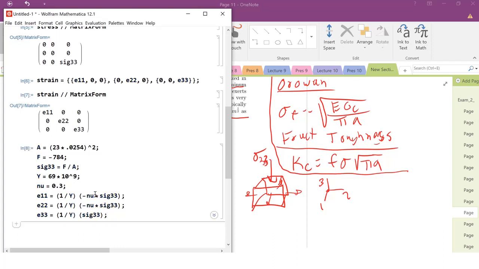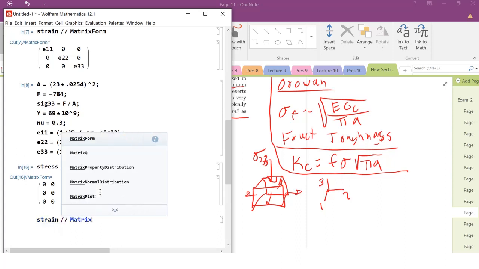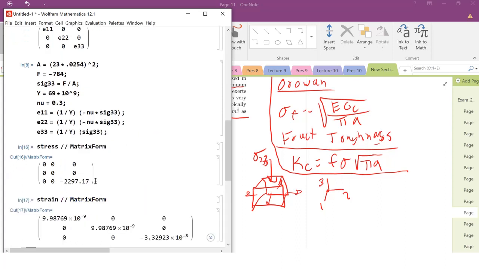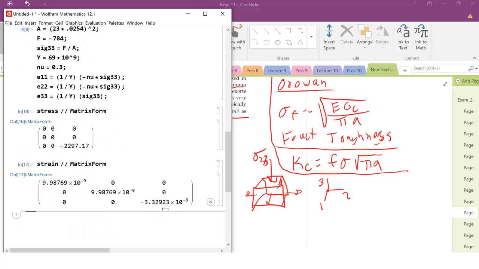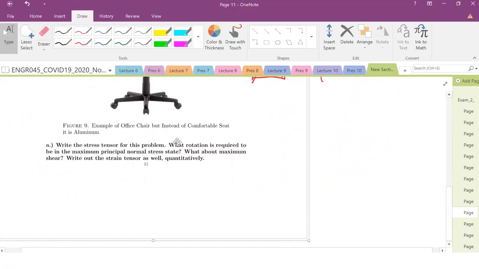I'm going to shift enter. Now if I look at my stress tensor, matrix form, there's my values, calculated out. Here's my strain, matrix form. That's it. Again, we can double check this. We know that these should be positive values, since they're going to expand by essentially the same amount. And here we have our value for compression, which is negative. Excellent. So we've already answered the stress tensor for this problem quantitatively, and the strain tensor.